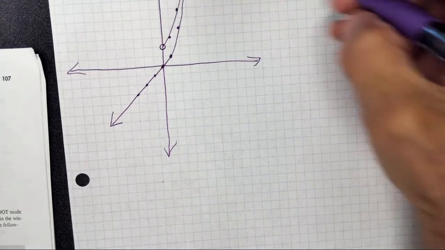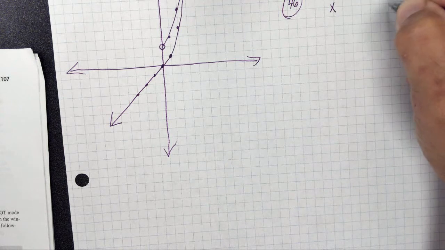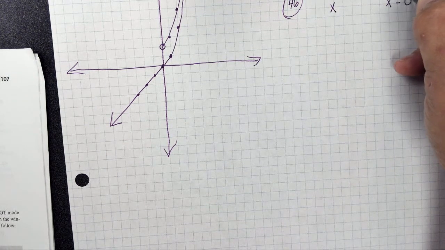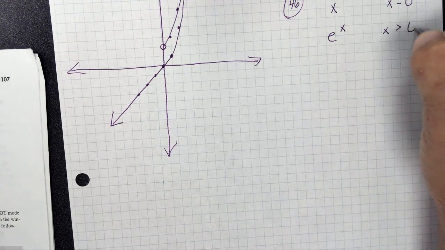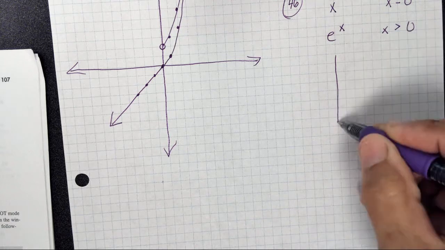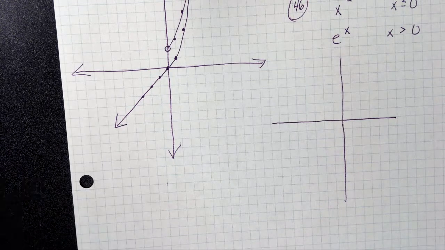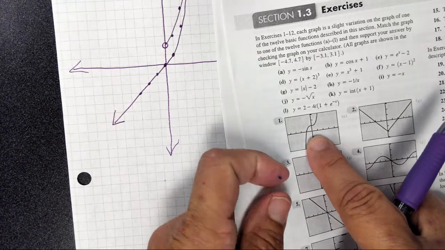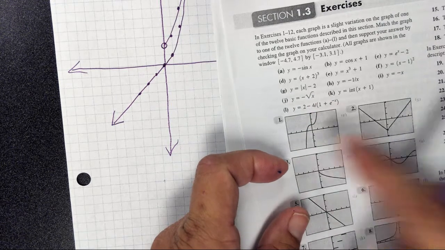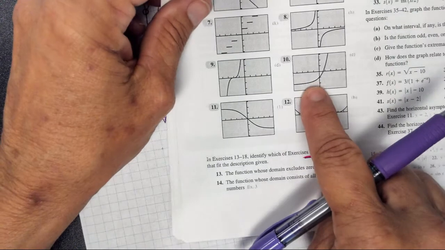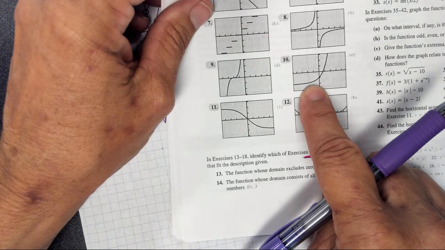46. What does it want me to graph first? X cubed, when x is less than or equal to 0. Then it wants me to graph e to the x when x is bigger than 0. So I'm doing the parent x cubed. Remember, x cubed looks something like this. I'm doing the parent x cubed from 0 to the left. And then I'm doing exponential, which looks something like that, from 0 to the right.